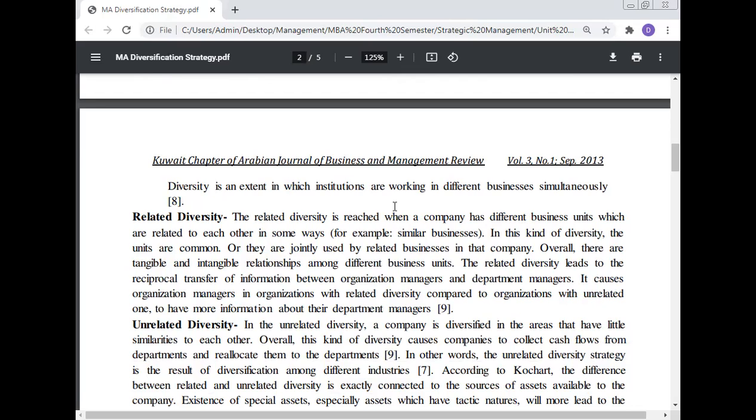Related diversity leads to the reciprocal transfer of information between the organization manager and the department manager. It causes organization managers in organizations with related diversity, compared to organizations with unrelated diversity, to have more information about their department managers.